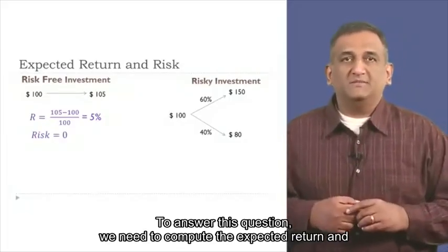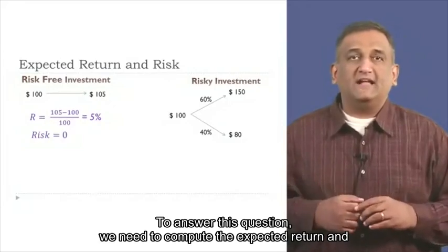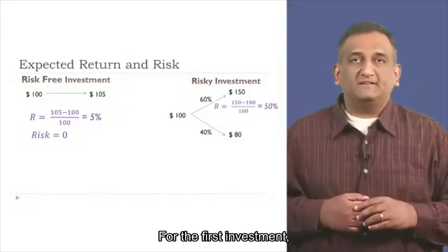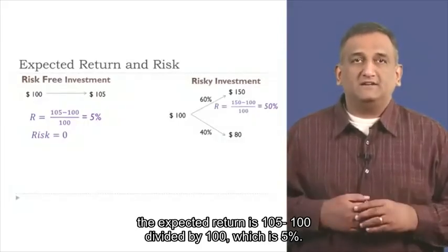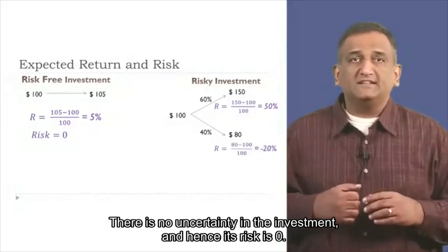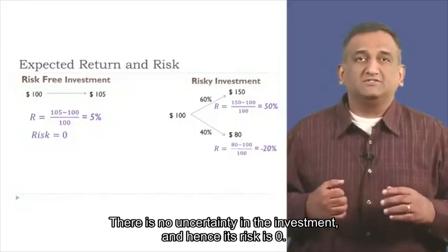To answer this question, we need to compute the expected return and risk of the two investments. For the first investment, the expected return is (105 minus 100) divided by 100, which is 5%. There is no uncertainty in the investment, and hence its risk is 0.